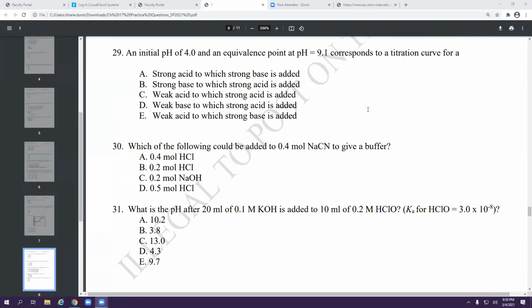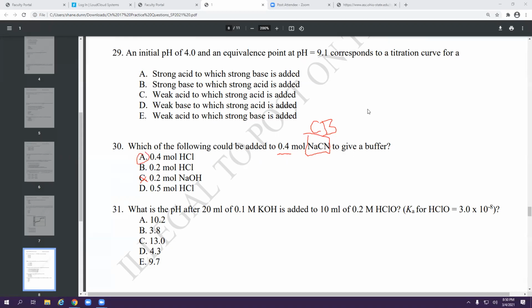Okay. Which of the following could be added to create a buffer? So that guy right there, conjugate acid or weak acid? Sorry, conjugate base or weak acid? Conjugate base. So what's that going to react to? An acid or a base? Eliminate C. Good. How many moles do I have?